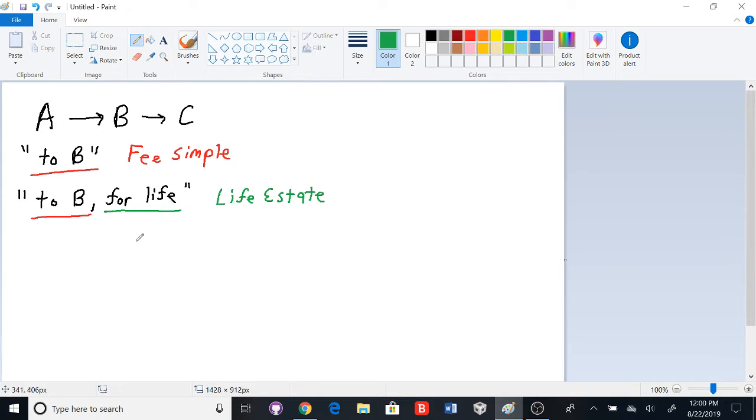Well, what happens if B passes away or B dies after its life? Inevitably, B will die. Everyone does. So in this particular case, since there's no language beyond this, A has a reversionary interest. So I'll put that in black. So in this case, this really looks like this. A to B, and we'll say LE, life estate. And we'll do it in purple, and we'll say A has a reversionary interest. And we're just going to say reversion.